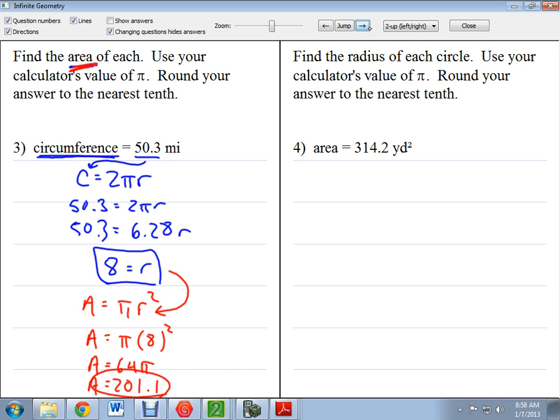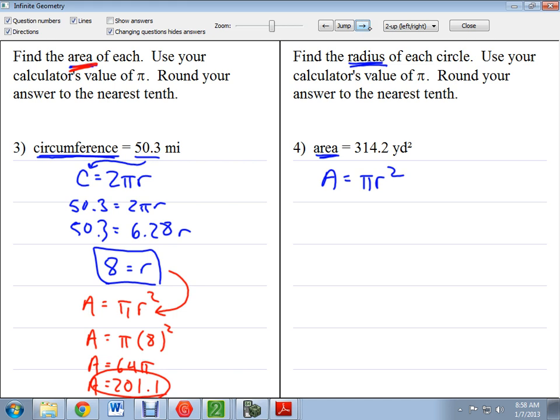This is not the only type of information that we're going to start with. On these first 3 examples, we started by being given the circumference, but it could also be that we're given the area. So this next example, we're asked to find the radius, and we're given the area. In this case, we don't start with C equals 2 pi r. We start with A is equal to pi r squared.